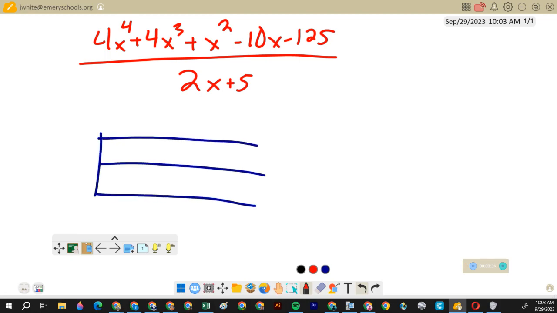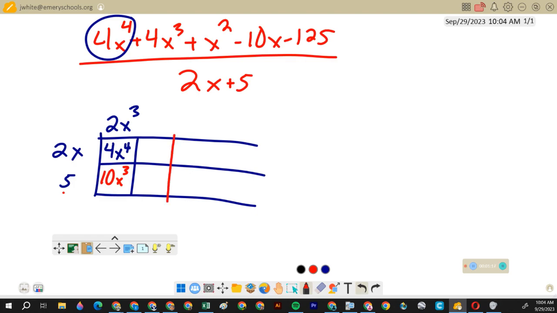This division has 2 rows and an unknown number of columns. We put 2x plus 5 on the left, and then we stick in the first term from the numerator, 4x to the 4th. So what times 2x is 4x to the 4th? 2x to the 3rd. Does everybody understand that? We're essentially dividing 4x to the 4th by 2x, and we get 2x to the 3rd. Okay? And now we multiply 2x to the 3rd and 5, and we get 10x to the 3rd.